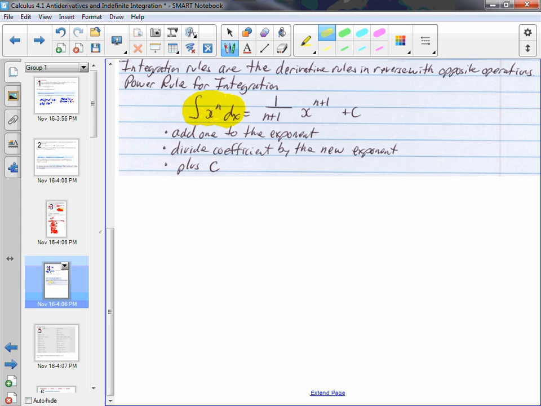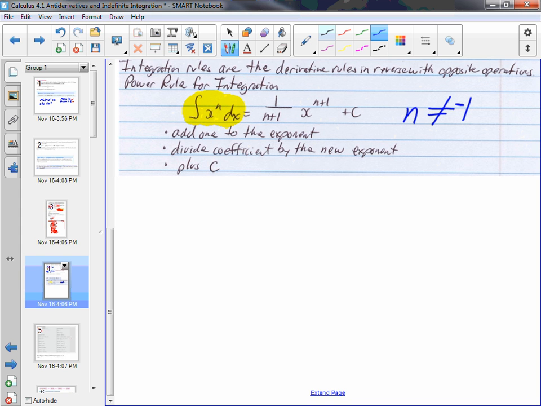Now, there is an exception. N cannot equal 1. No. I left off the negative. Negative 1. Do you see why n cannot equal negative 1? Because 1 over n plus 1 would not be anything. Okay?